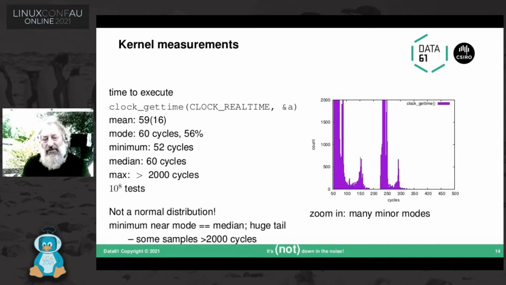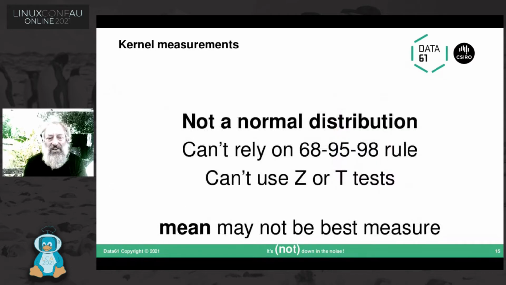We're going to have to come up with a different measure. And if you're going to try and compare this with another sample, you've got to do something different. So because this isn't a normal distribution, you can't rely on the 68, 95, 98 rule. You can't use the Z or the T tests, and the mean may not be the best measure of what the value actually is.